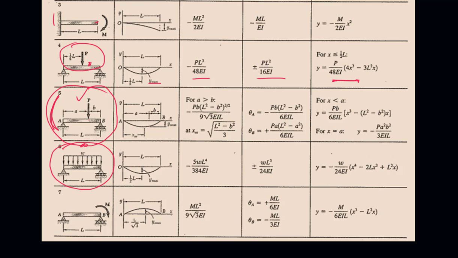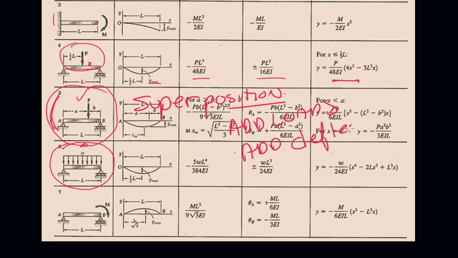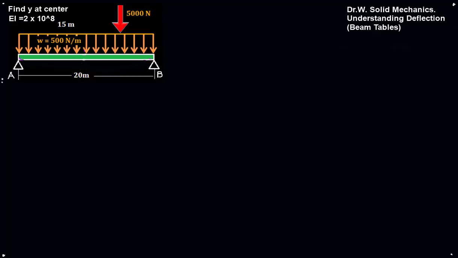And the nice thing about these loads is that we can use superposition principle on them. And superposition says that we can add the loads, therefore we can add the deflections. If we look at our beam, and we know that it's going to deflect something like this, and we're looking for the deflection at the center, which we'll call Y total. Y total will be the Y due to the distributed load plus the Y due to the concentrated load.